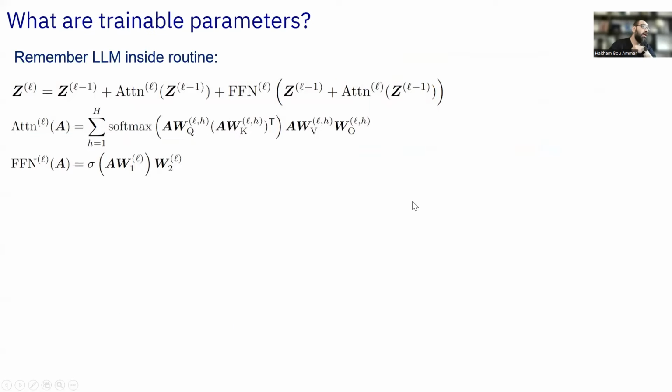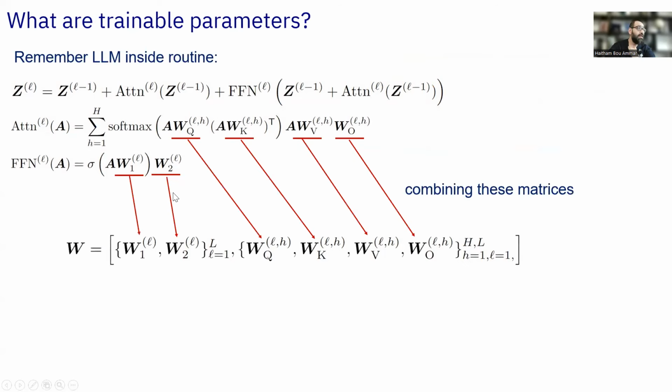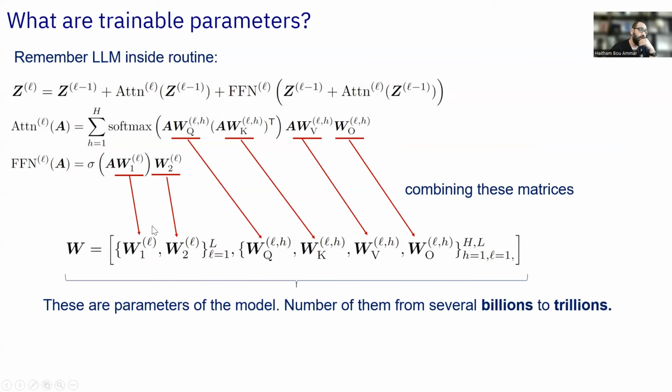Now, this is the LLM inside routine. This is the transformer we just described. Please notice, as we just said, that all these matrices, W1, W2, WQ, WK, WV, WO, for all the heads and for all the layers, are unknowns. We don't know them. It's just what we think is a good architecture that will describe a sequence. But in reality, we don't know those values. And now what we're going to do is try to fit those values depending on my data. So these parameters are parameters of the model. And the number of those parameters is billions or trillions. We have a lot of them.